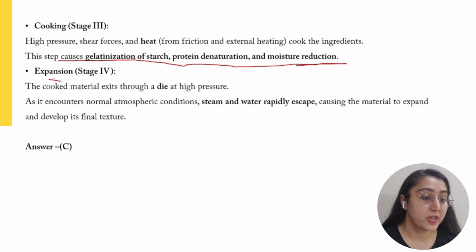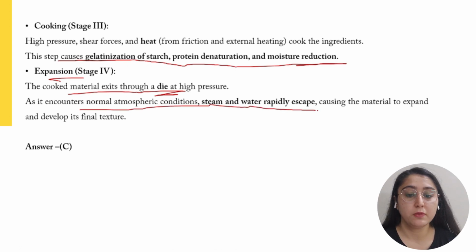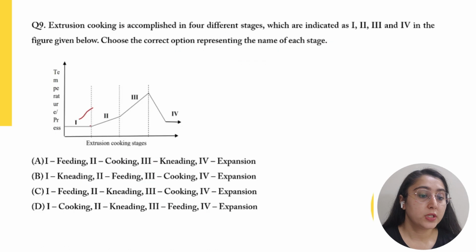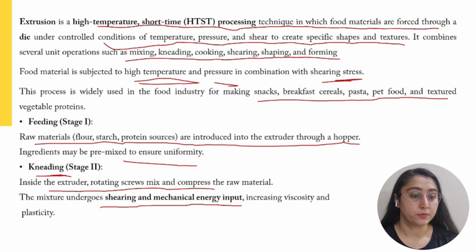Next stage we have is the expansion stage, where finally the cooked material exits the die at a high pressure, and as this happens, it encounters normal atmospheric conditions. Steam and water rapidly escape, causing the material to expand and develop its final texture. So the correct answer to this question is option number C, because the first stage is feeding, second kneading, then cooking, and then finally expansion.